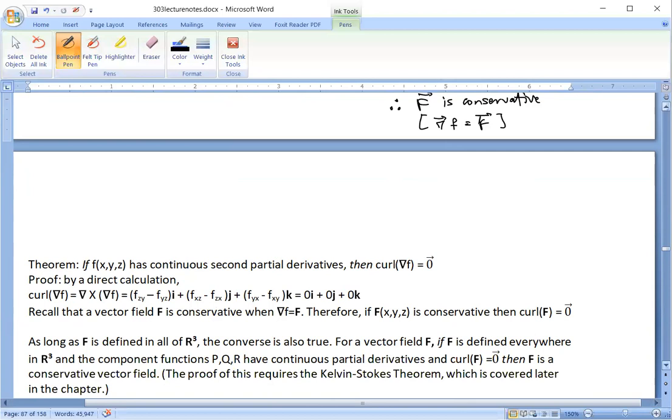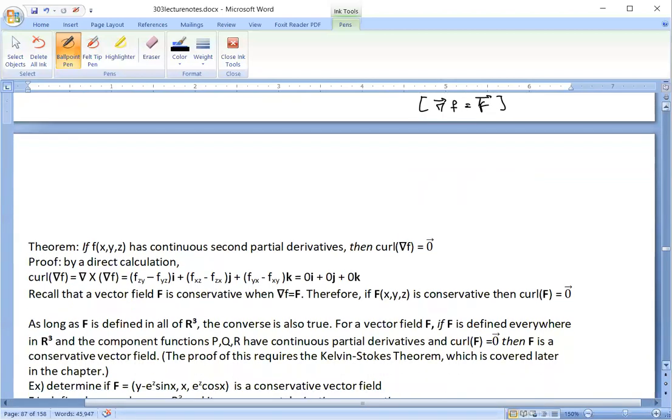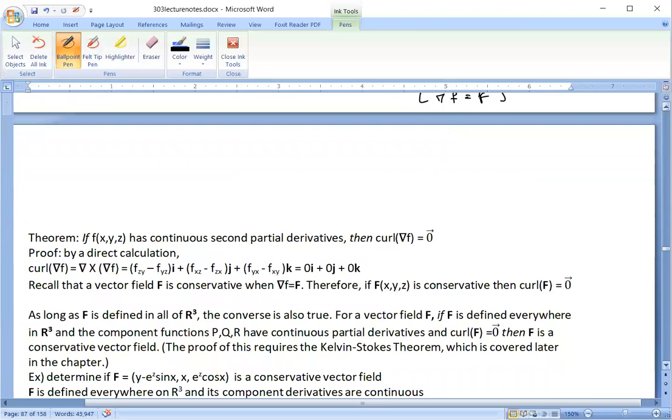So now let's use these facts. So let's determine if this vector field F is conservative. Notice that this vector field has 3 components. So we check it using the curl. So what do we know? We know that if the curl is 0, then F is conservative. So let's take a look. So let's calculate the curl.